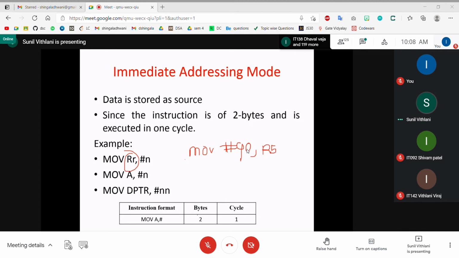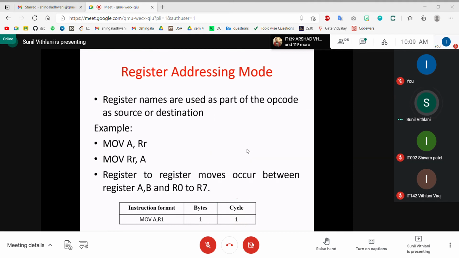And if it is a 2 byte instruction, we have already discussed how many machine cycles it requires. It requires only one machine cycle. In the same way, the next addressing mode is the register addressing mode. In register addressing mode, the transfer will be done between two registers. So this register will be your source and this is your destination.